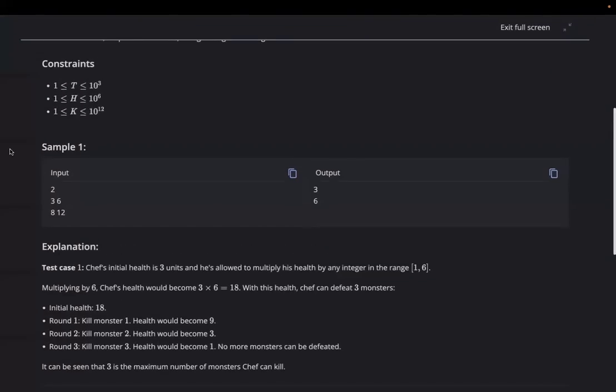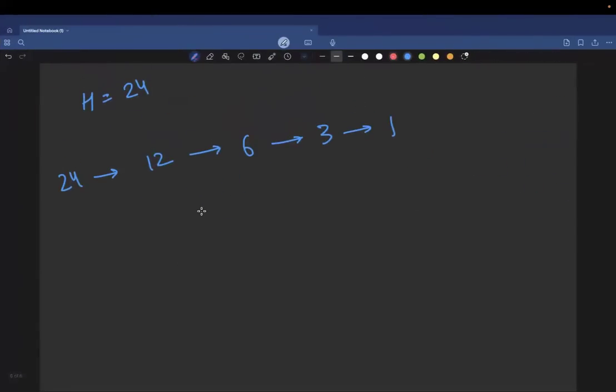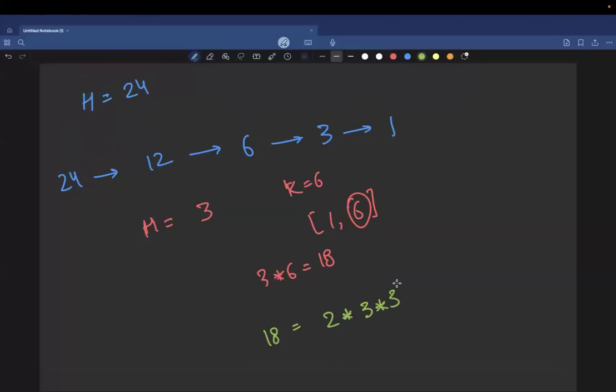Now, if we talk about a case like 3, 6, in the best possible answer, your initial health was 3. The value of k here is 6. So you could have multiplied it with any number in the range from 1 to 6. Let's say you multiplied it with 6. Then 3 into 6 will become equal to 18. Now 18 is equal to 2 into 3 into 3, or you can say it as 2 into 3 square.